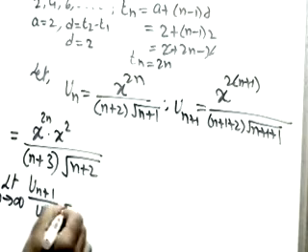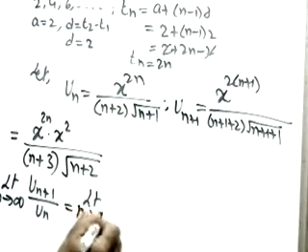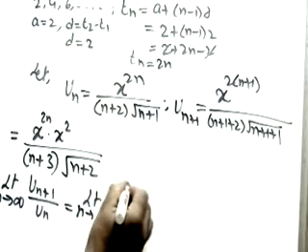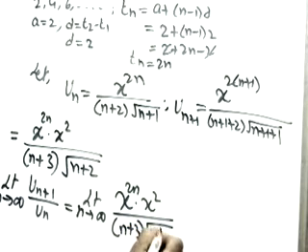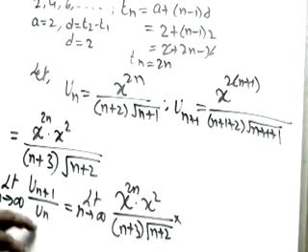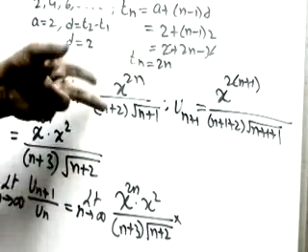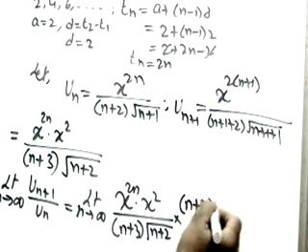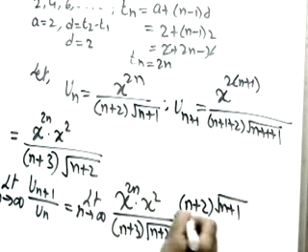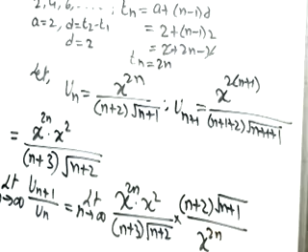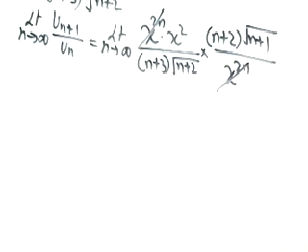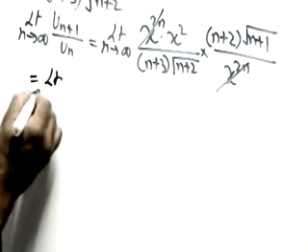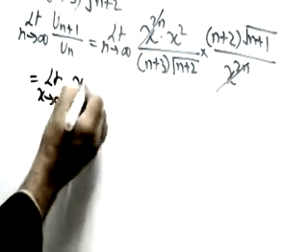Limit n tends to infinity un plus 1 by un equals limit n tends to infinity of un plus 1, which we wrote as x power 2n into x squared divided by n plus 3 into under root of n plus 2, into, when we write un from the denominator to the numerator, numerator and denominator interchange, so you get n plus 2 here into under root of n plus 1, divided by x power 2n. First let us cancel the terms. See here, x power 2n will get cancelled. Now whatever is left, let me take common from here.